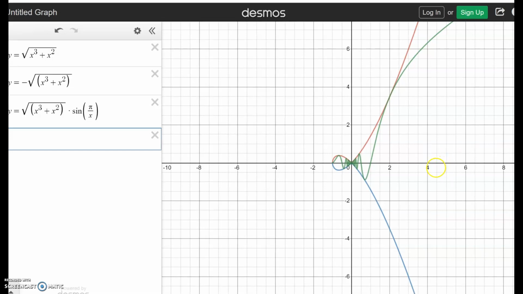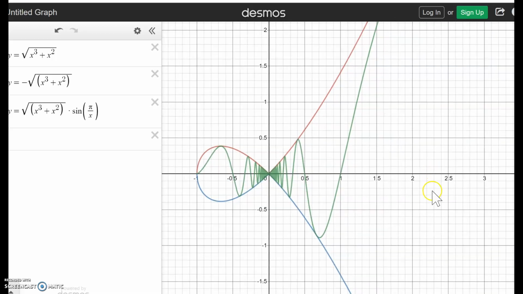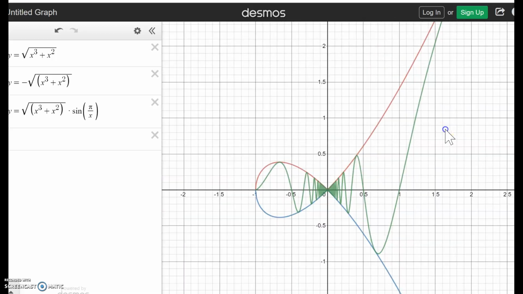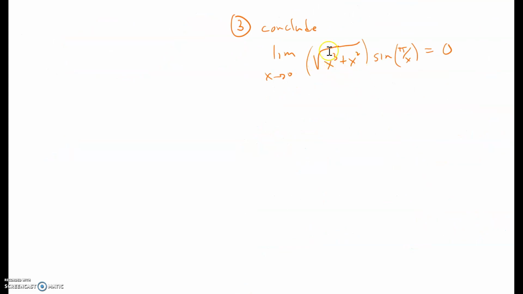Okay, back to the graph. Let's zoom in a little bit here, and there we go. You can see that sine of pi over x, because of the nature of sine, is bouncing up and down, but it gets smaller and smaller, and sure enough, all three of these functions are heading towards 0 as x approaches 0. So that visually demonstrates that these two square root functions go to 0, and the conclusion that the function, the square root times the sine, goes to 0 as well. And that's it for that exercise.